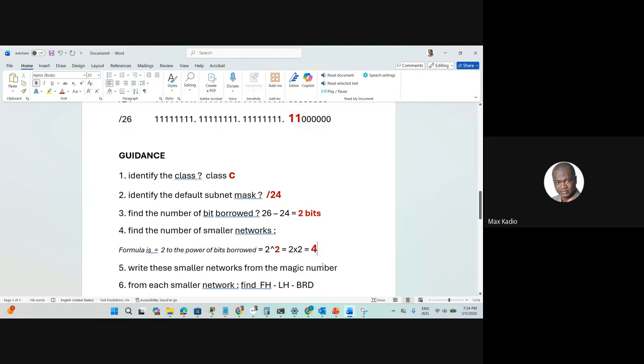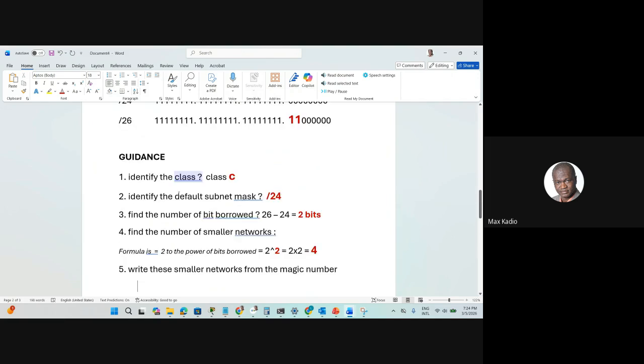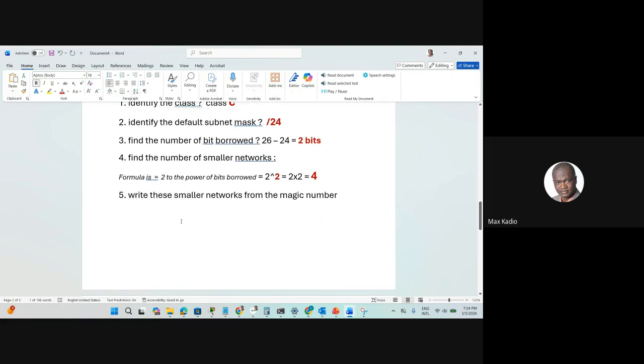I have 4 smaller networks. Now I need to write them down. Let me write these smaller networks from the magic number. So if I need to write these smaller networks, this is how it is. You go back to your questions. Because it's class C, the first 3 blocks will never change, so you copy them here. We say we have 4, right? So this is the first one, second one, third one, fourth one.